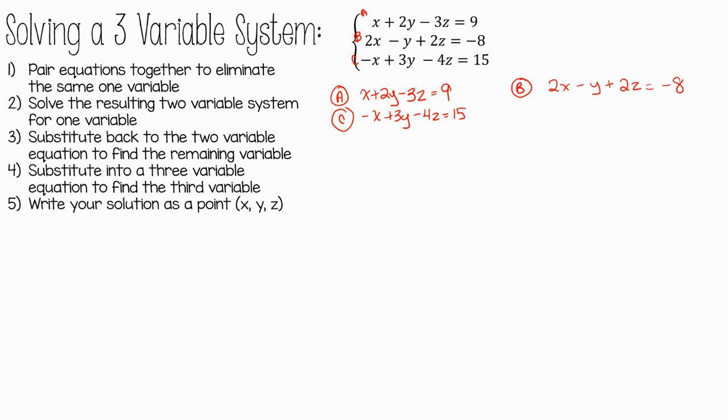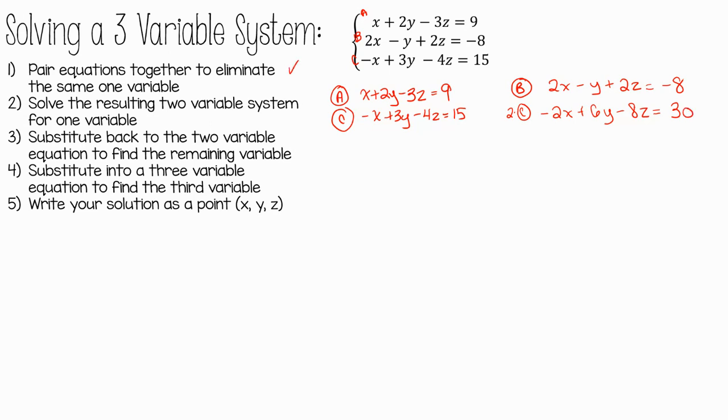So now I got rid of x here. I have to get rid of x here too. So you can choose A and multiply everything by negative 2, or you can choose C and multiply everything by 2. So I'm going to put a little note to myself. I'm going to multiply 2 to the C equation. So when I do that, I get negative 2x plus 6y, negative 8z. My z's sometimes look like 2, so make sure you're careful. And then equals 30. So that's step 1.